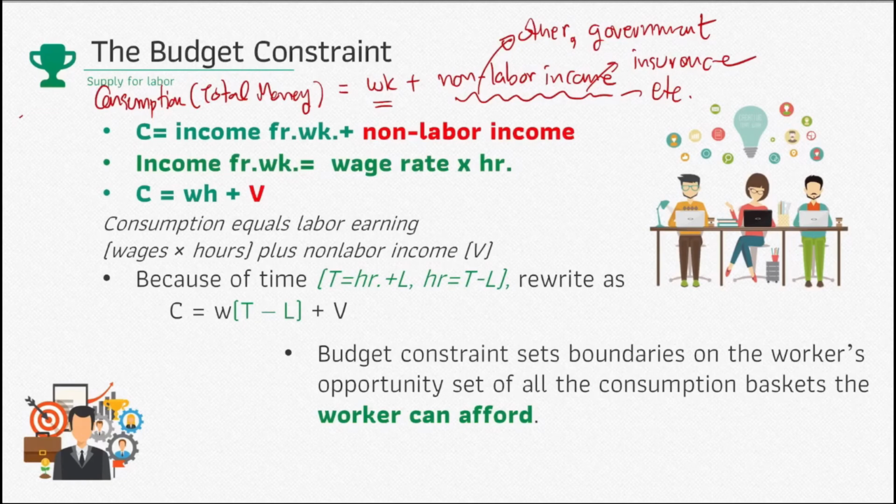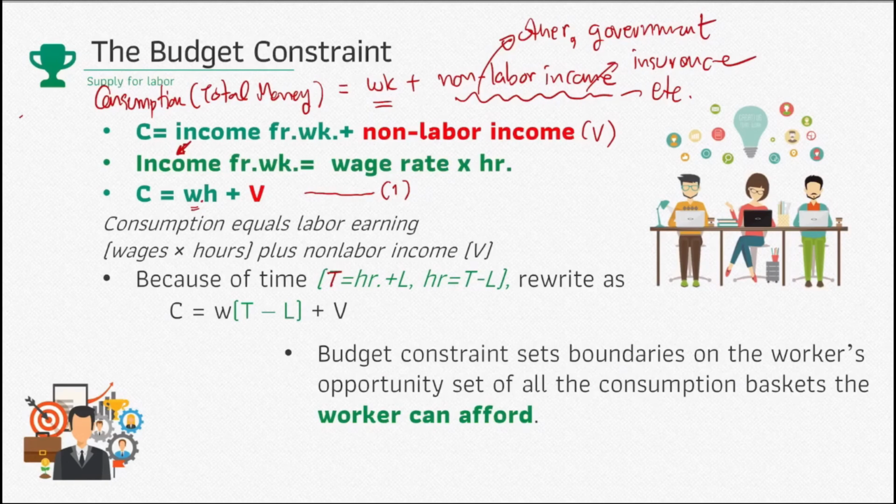Okay, so income from work equals the wage rate multiplied by working hours. Then here we can write equation number 1: C equals wage rate multiplied by working hours plus V. V is non-labor income. And we know that the total time is 24 hours.